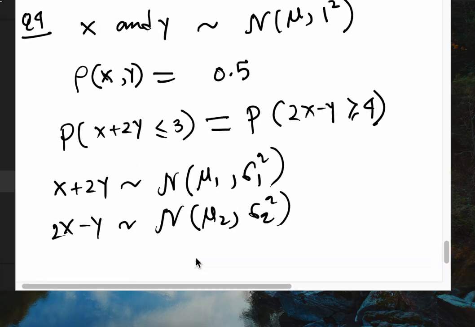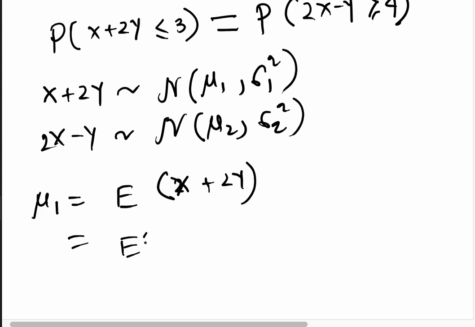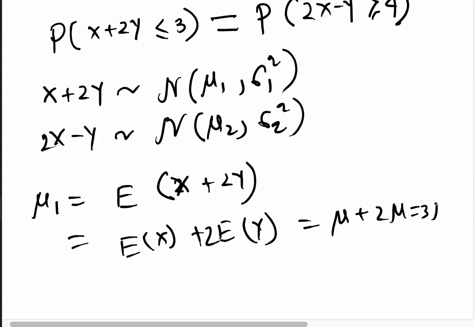So let's calculate its mean. So mu1 will be the expectation of X plus 2Y. So this means expectation of X plus 2 times expectation of Y. So this is mu plus 2 mu, so this is 3 mu.